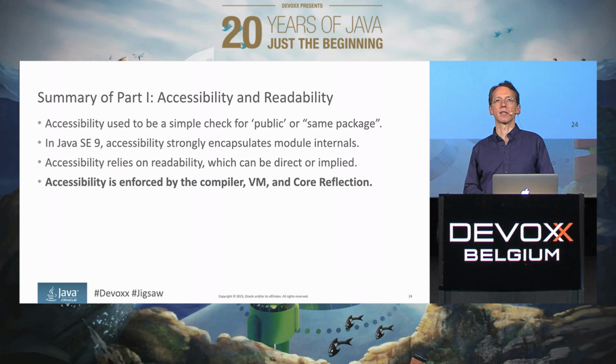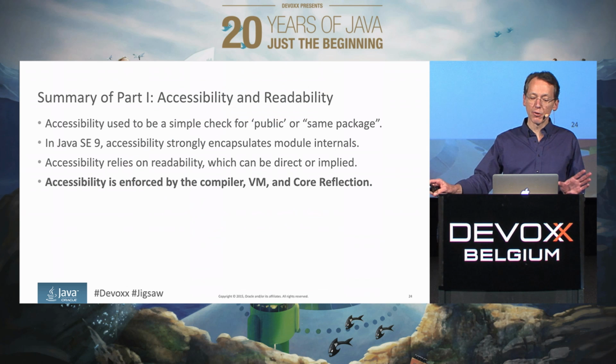So that's accessibility and readability. To summarize, accessibility used to be a simple check for public or same package. In Java SE 9, accessibility strongly encapsulates module internals. Accessibility relies upon readability, which can be direct or implied, and accessibility is enforced by the compiler, the virtual machine, and core reflection.